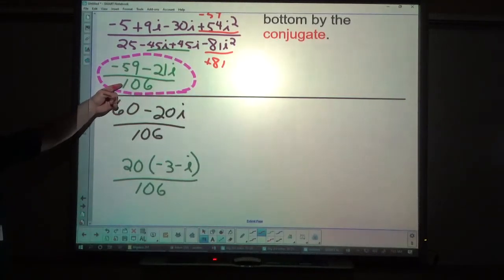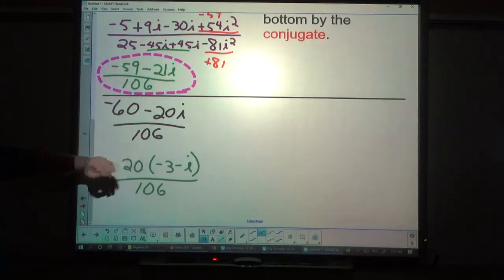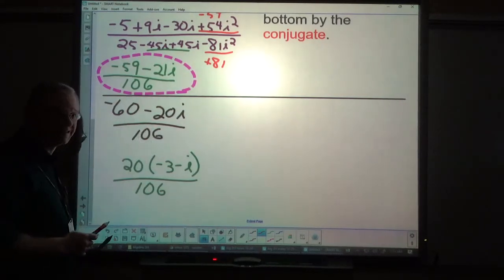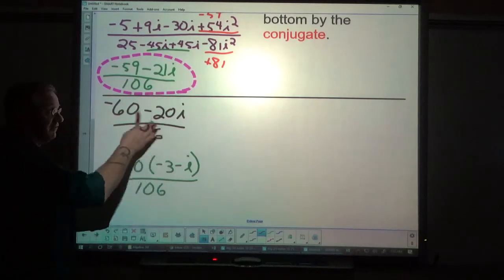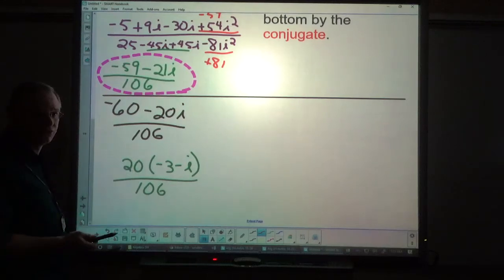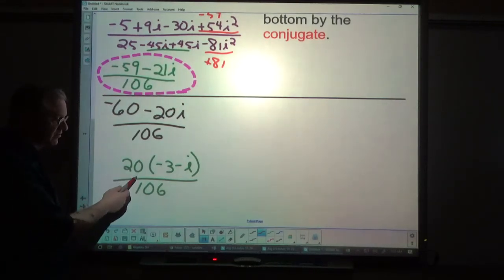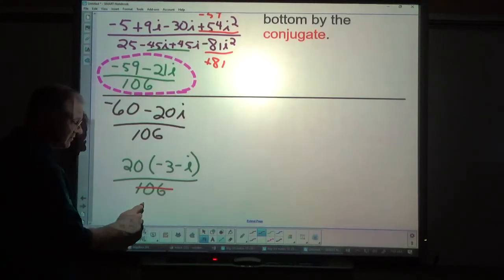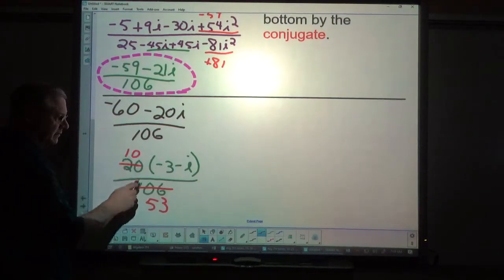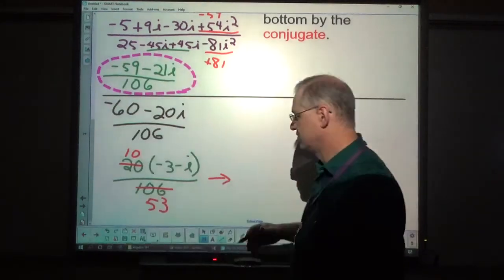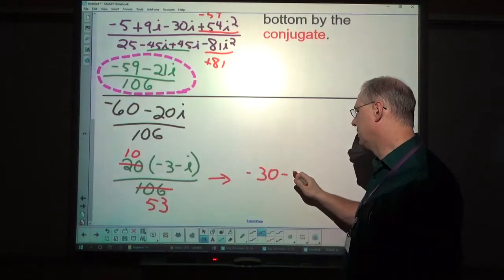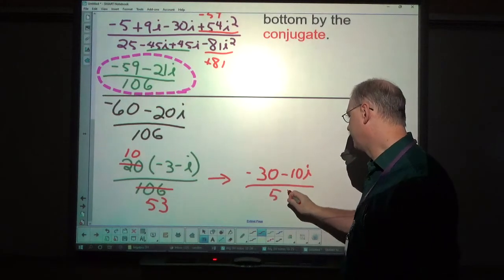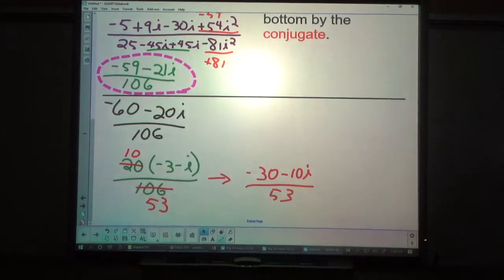I made these so that they could reduce with the 106. Now I first factor it out because I don't want to reduce here and forget to reduce with this one at the same time. So the proper way to do it is to factor out what they have in common, reduce, and then if you have to, redistribute. I know 2 will go into 20 and 2 will go into 106. I don't believe any more will go into either one at the same time. So I'm going to reduce by 2. This would be 53. This will be 10. So that simplifies when I distribute back in to -30 minus 10i over 53. That's how you would reduce there.